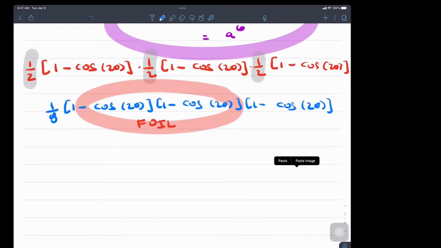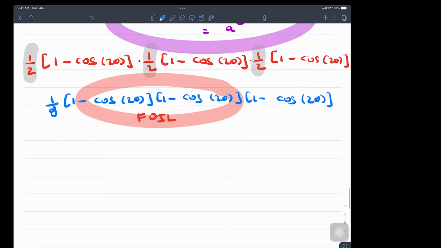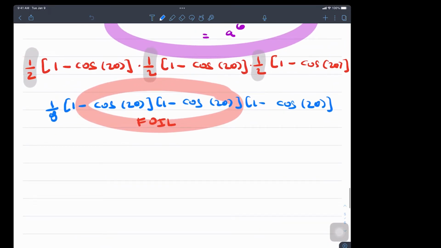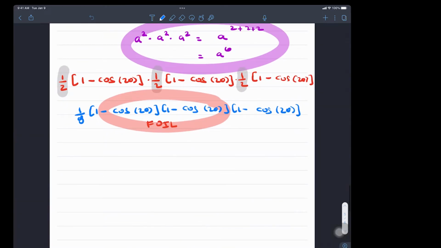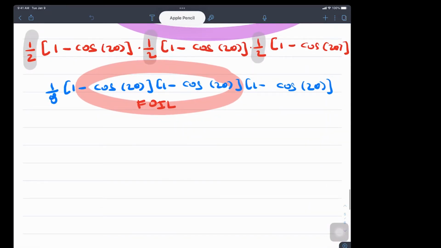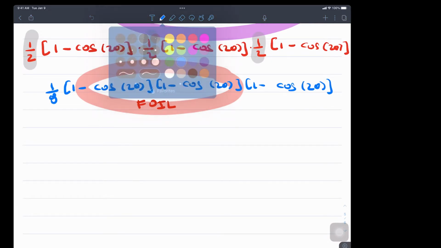All right, we're back. Sorry about that, ladies and gentlemen. Don't know what happened. Okay, so we're going to use foil here, okay? So notice we have the following here, okay?